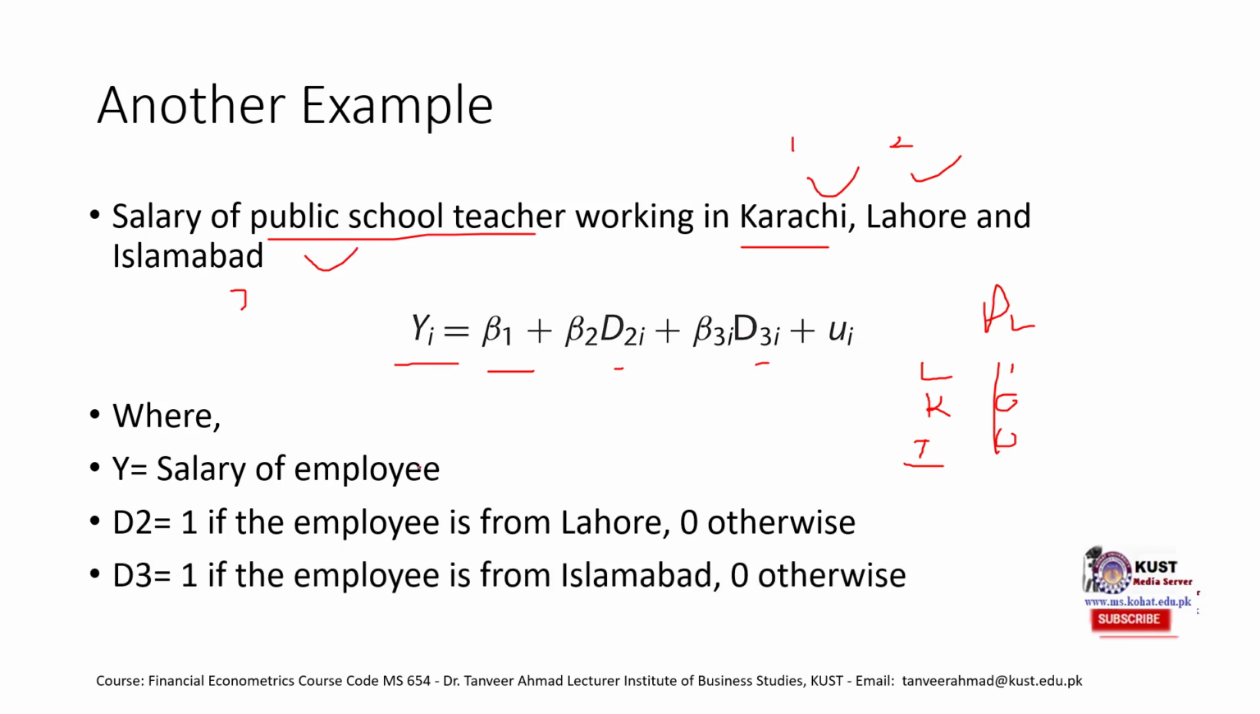And dummy 3 is defined as having a value of 1 if the employee is from Islamabad. So again, we create a new variable, dummy 3. Here this would have 1 and the rest would have 0. Now you would have guessed that we only have two dummy variables, so Karachi is left out, the omitted category. Then this is our base category, our reference category, and all our interpretations would be with respect to our base category, with respect to Karachi in this case.